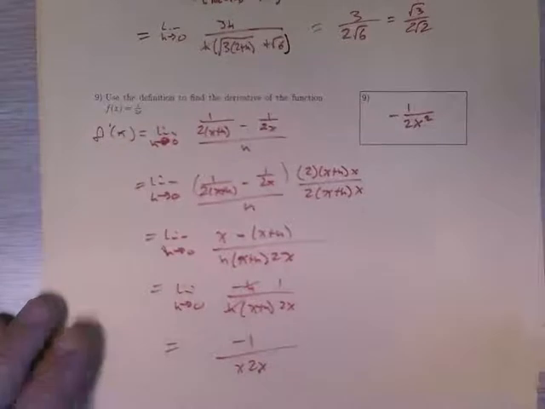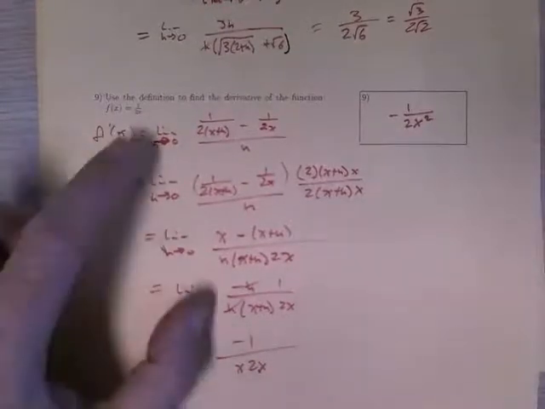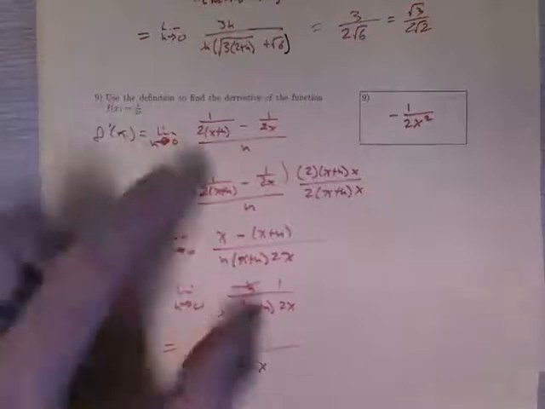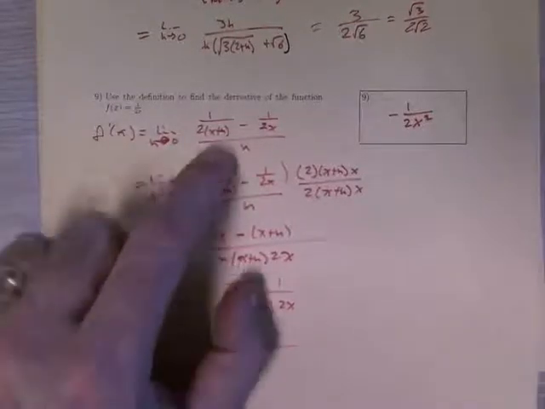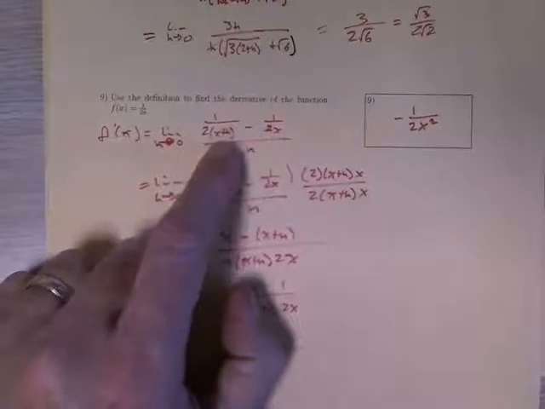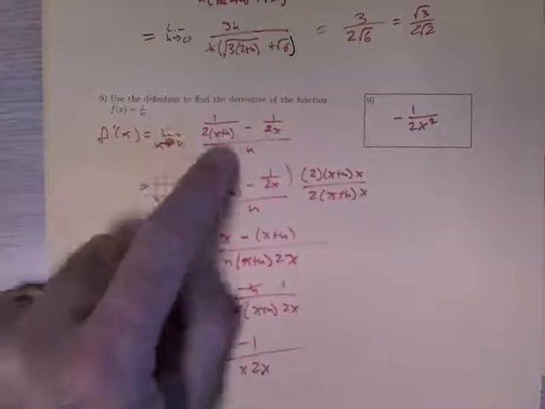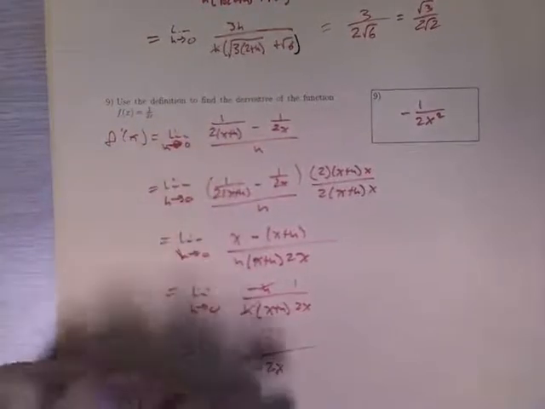Number 9, similarly, I want to see you use the definition. This one I didn't do at a particular point. I just said give me it as a function. So I'm looking for the limit as h goes to 0 of f of x plus h minus f of x all over h, right? The f of x plus h here, you got an x plus h plugged in for that x. So 1 over 2 times the quantity x plus h.